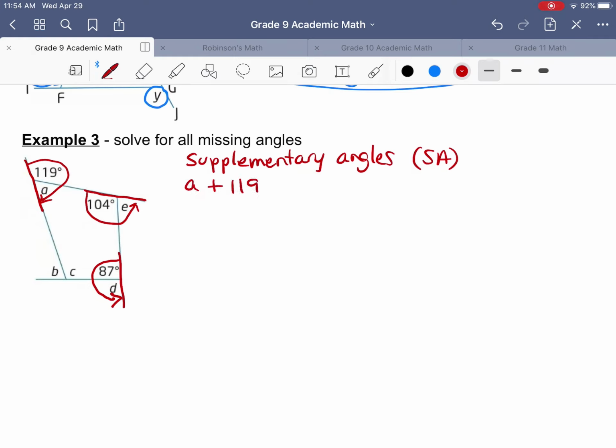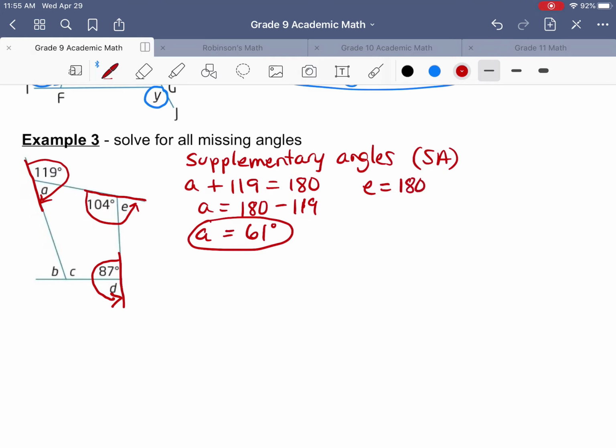So A plus 119 is equal to 180 degrees. And we want to get A by itself. So A is equal to 180 minus 119, and A is equal to 61 degrees. Okay, let's solve for E. So another way to think of this, besides the fact that E plus 104 is equal to 180, we can think of E being equal to 180 minus 104. And E is going to be whatever is left over. So E is going to be 76 degrees.